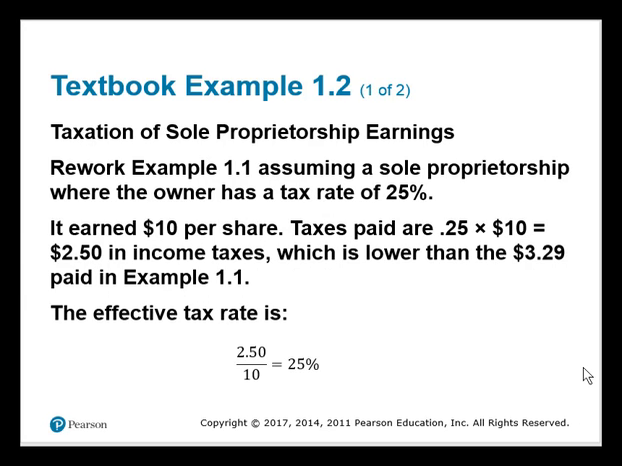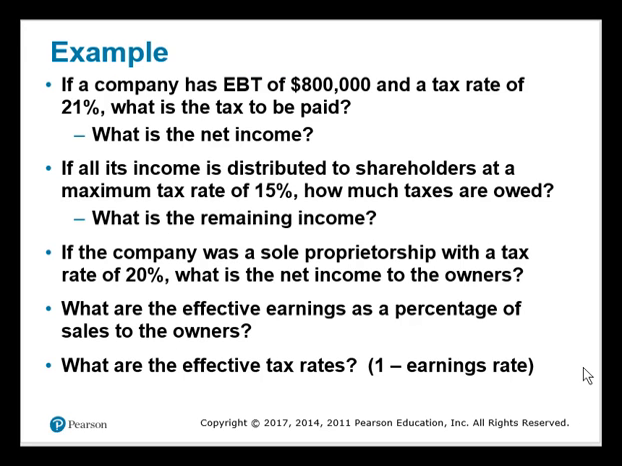If you look at a sole proprietorship, let's assume that the owner pays 25% on its income. So on the $10 earned, they'd pay $2.50 in taxes. Definitely less than the $3.29. And in this case, $2.50 divided by the $10 means that the sole proprietor's individual tax rate, the effective tax rate, is 25%. So let's look a little bit deeper into this.